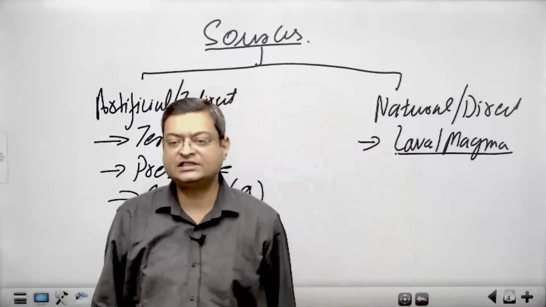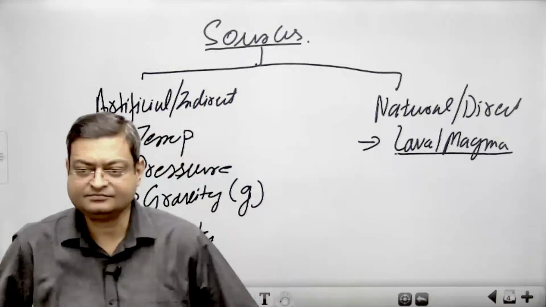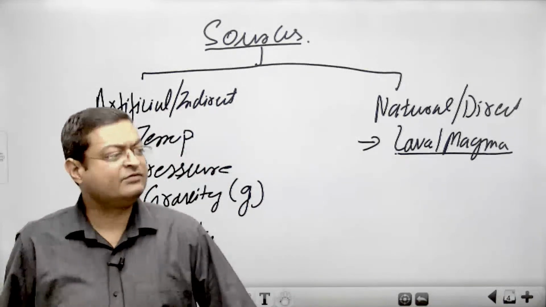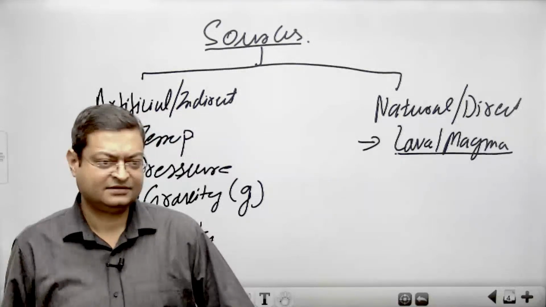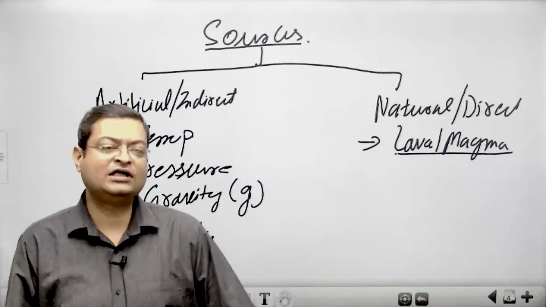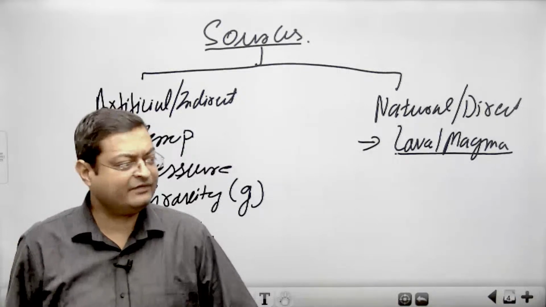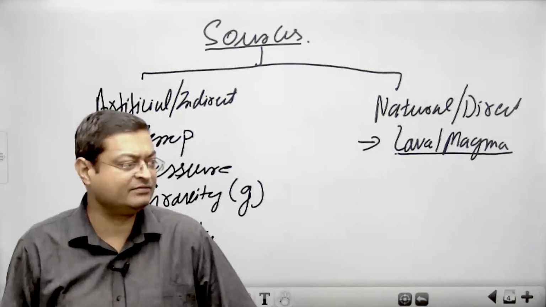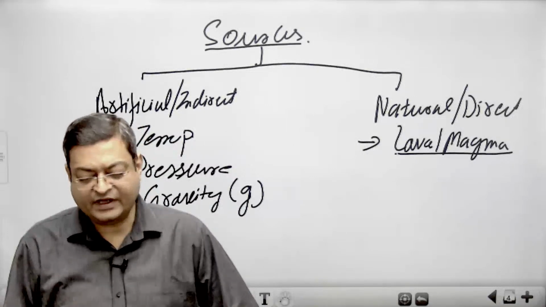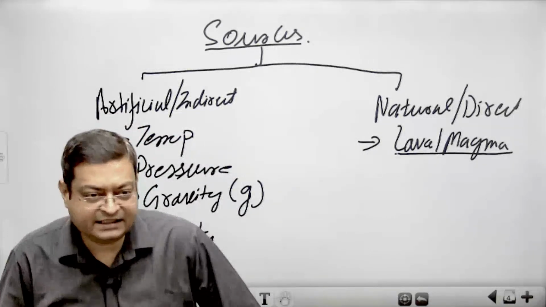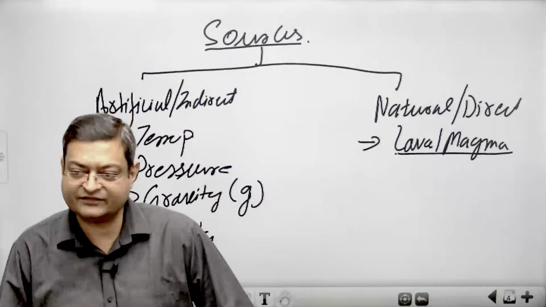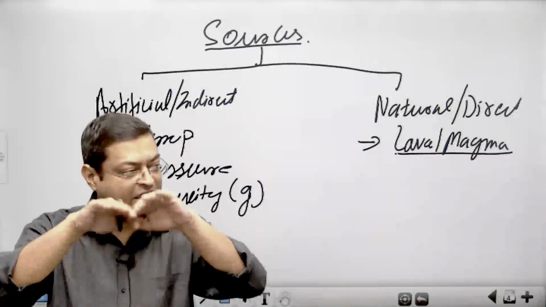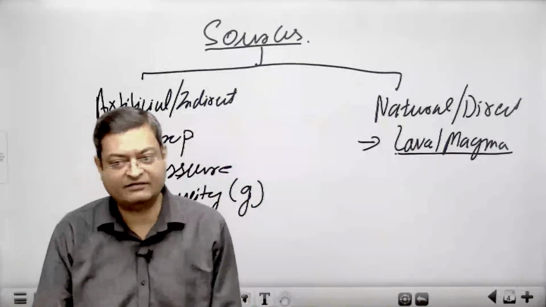Why have I used the terms lava and magma? See, what is lava and magma? Basically, magma is molten rock. If a rock melts under the temperature, it is converted into magma. When it is lying inside the earth's crust, below the surface, it is magma, and once it comes over the surface, it is lava.